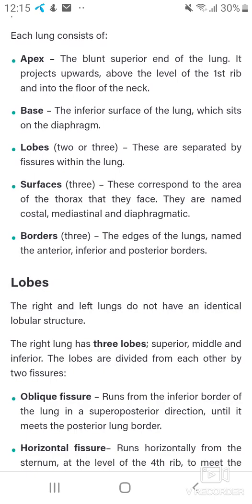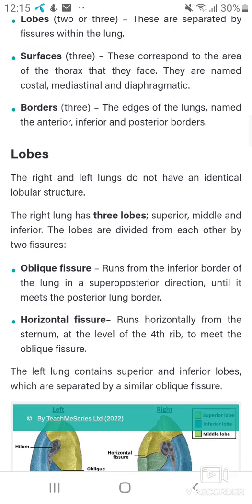Next, we can discuss the lobes of the lungs. The right and left lungs do not have an identical lobular structure. The right lung has 3 lobes: superior, middle, and inferior. The lobes are divided from each other by 2 fissures.